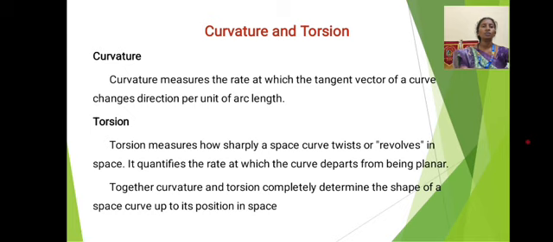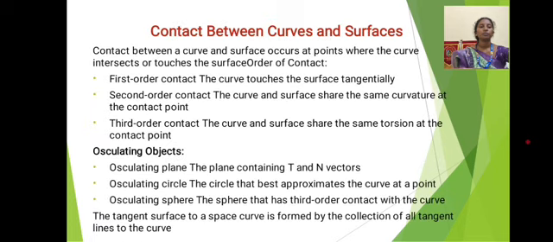What are the curvature and the torsion? The curvature measures the rate at which the tangent vector of a curve changes direction per unit of arc length. What is the torsion? Torsion measures how sharply a space curve twists in space. It quantifies the rate at which the curve departs from being planar. Together, curvature and torsion completely determine the shape of a space curve up to its position in space.